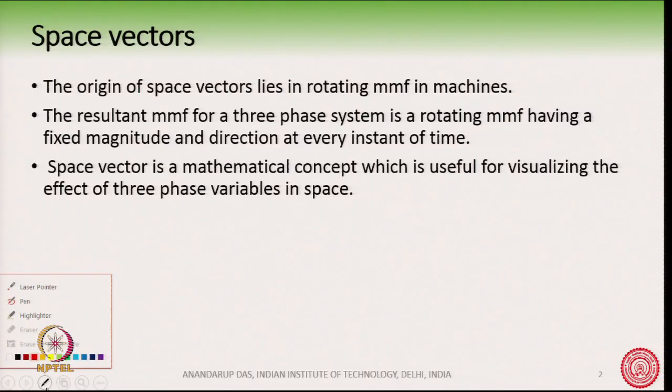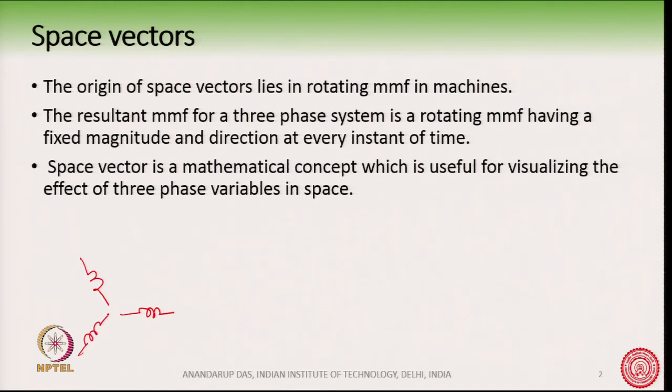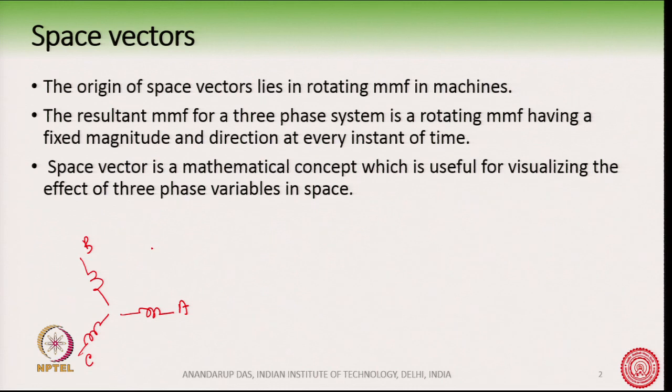Let me give you an example here. We have three sets of winding like this. These may be termed as A phase, B phase and C phase. These three windings are spatially displaced by 120 degrees. If we send a current through these three windings which are 120 degrees apart in time, the current through each winding produces its own MMF which is oscillating in nature. However, the resultant of the three MMFs is a rotating MMF.